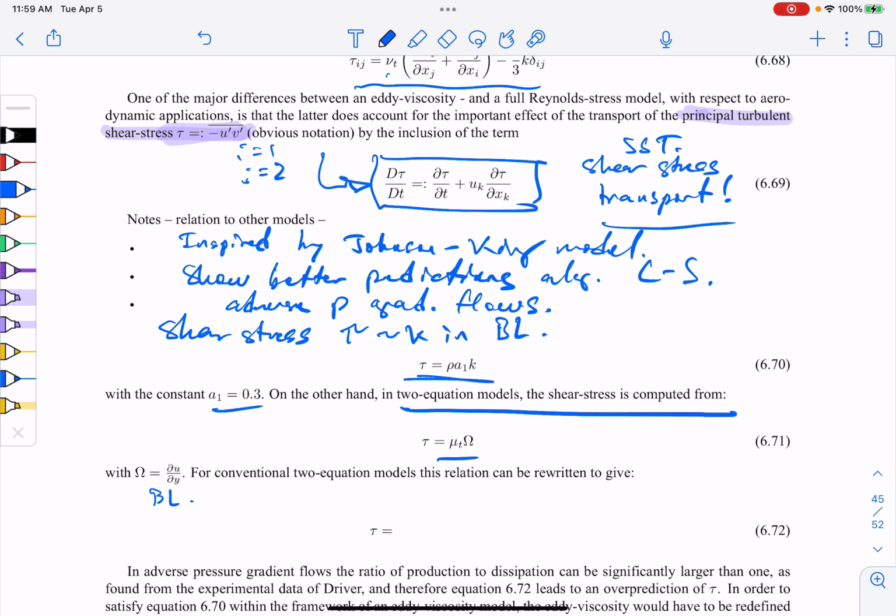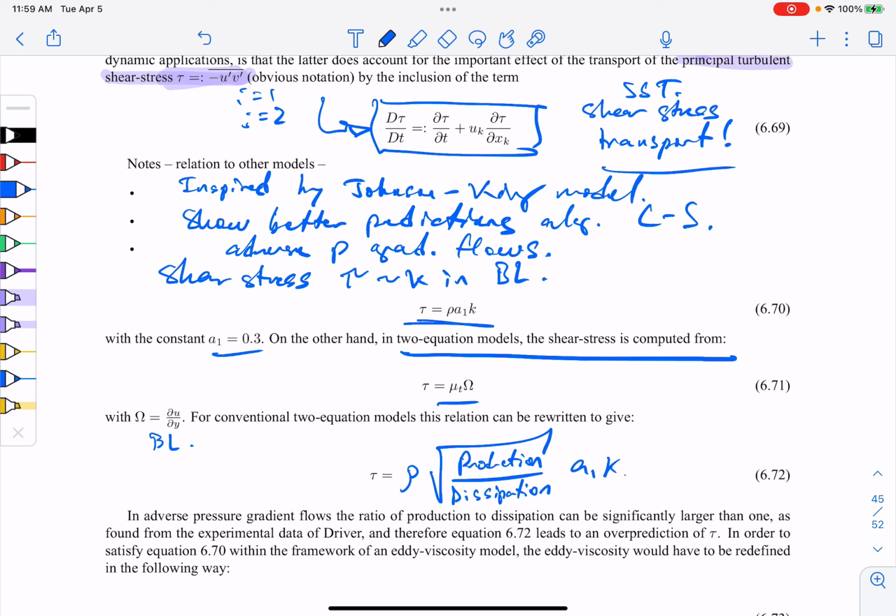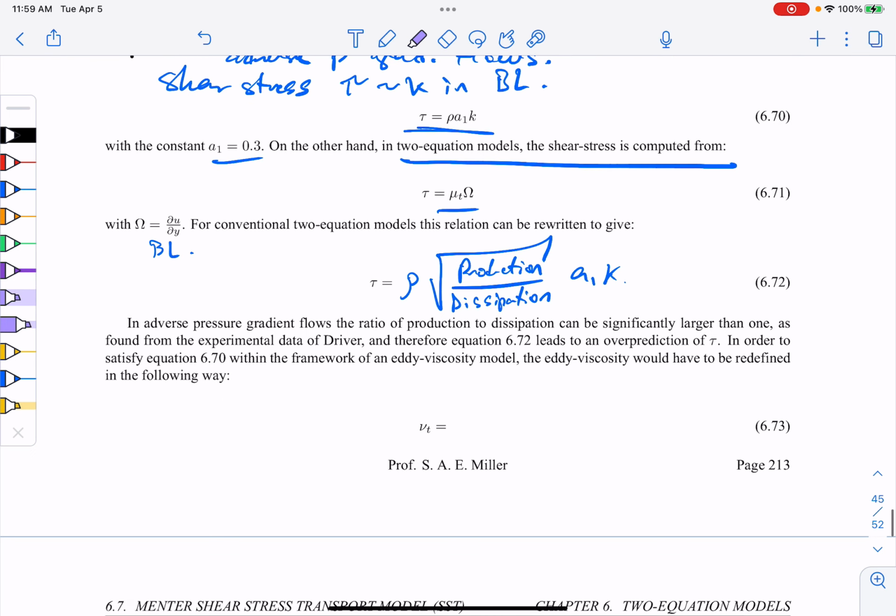And then from that formulation, you might write an equation that looks like this. It might go as rho times something like the production over the dissipation times that same constant times turbulent kinetic energy. So that works really well, but in adverse pressure gradients where you especially have shocks, like on a transonic airfoil, this term can become way too large. And so there was a limiter put on it.